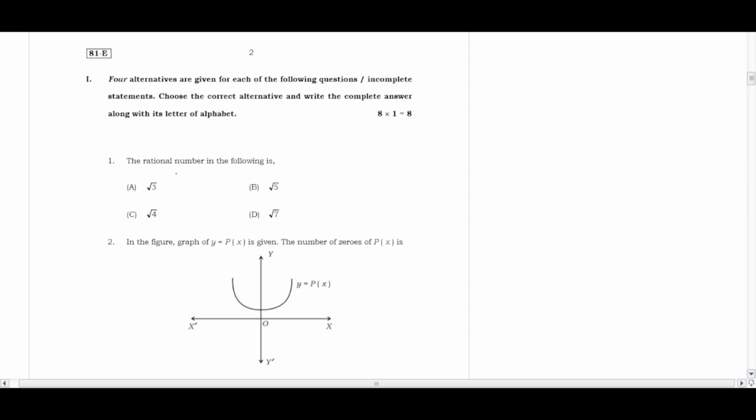Here the first question: the rational number among the following. What is a rational number? A rational number is always in p by q form, where p and q are integers and q is not equal to 0. This is the definition of a rational number: p by q form, p and q are integers, and q not equal to 0.